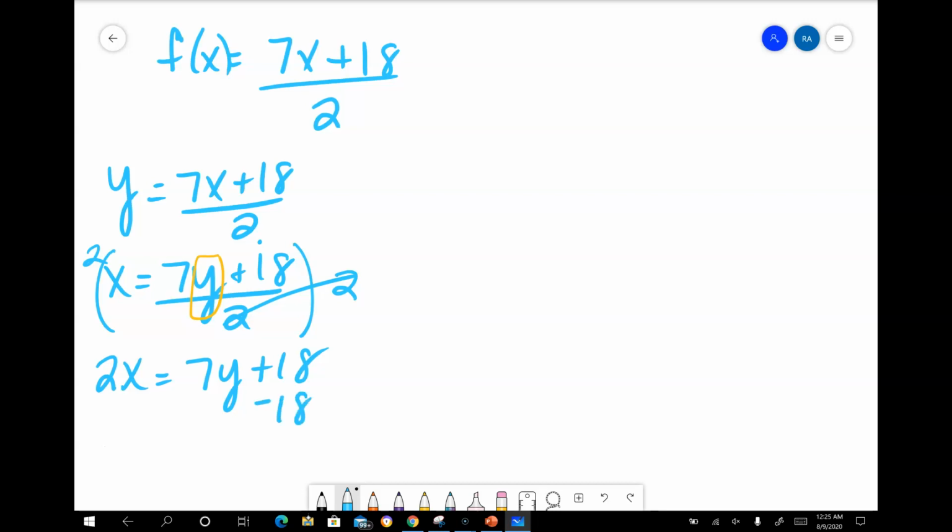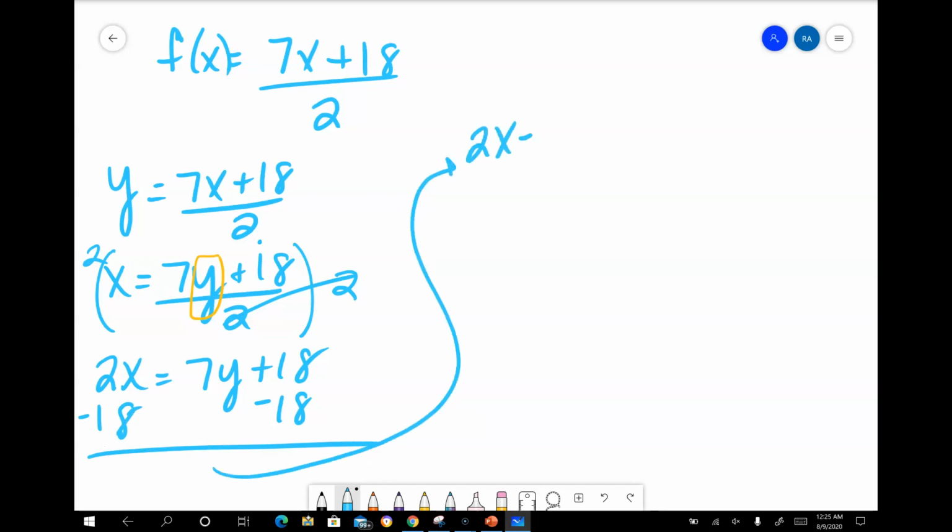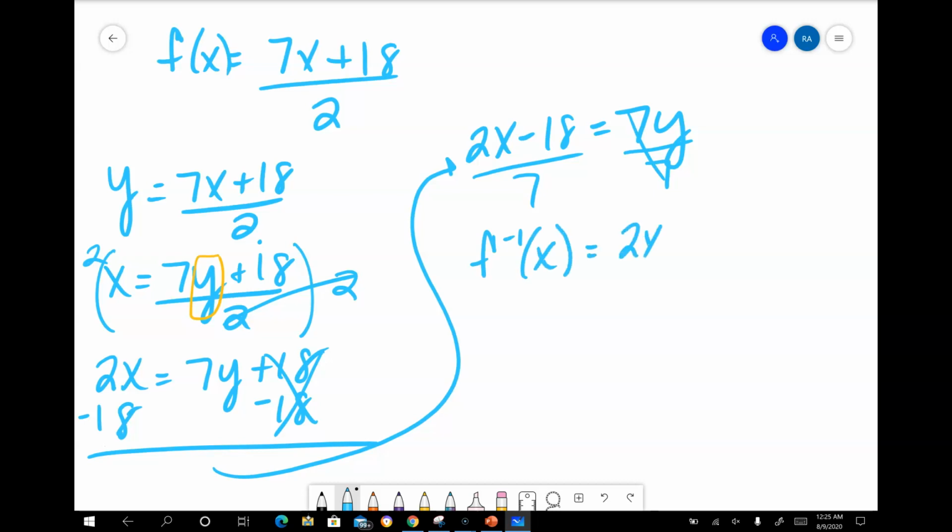So you're going to subtract 18. We're going to come back up here. We get 2x minus 18 equals 7y. Then divide by the 7. And now we have f inverse of x equals 2x minus 18 divided by 7. And if you got fancy with it and tried to write it the other way, you would have 2/7 x minus 18 over 7. Okay? Either answer is acceptable. All right?